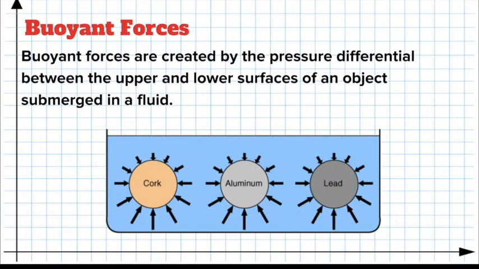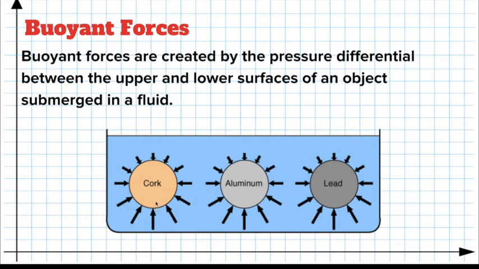So as we've been working on in the last couple of labs, buoyant forces are created because there's a pressure difference at different depths. It doesn't matter what you have. You could have cork, aluminum, or lead, or really anything. But the bottom surface of the object is deeper in the fluid than the top surface. And because the bottom surface is deeper in the fluid, there's greater pressure there, and that greater pressure produces a larger force.